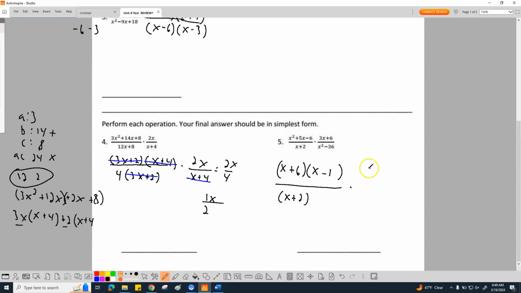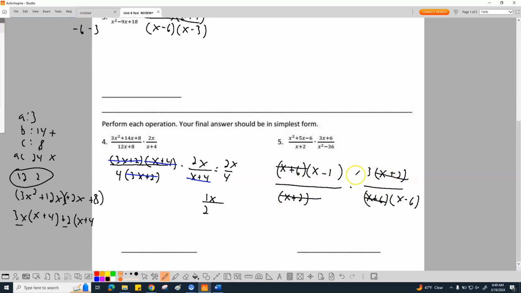And then I have my 3x plus 6 up here. Actually, I'm going to take a 3 out. See this 3x plus 6? I'm going to take a 3 out, and I end up with x plus 2. And then check it out. On the bottom is perfect square minus perfect square. You end up with x plus 6 times x minus 6. And that cancels out. Boom, boom. The x plus 2, the x plus 2.